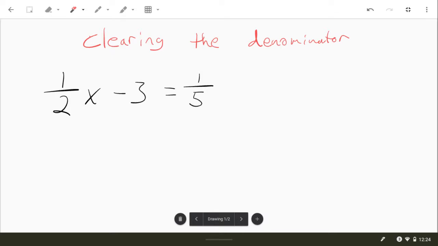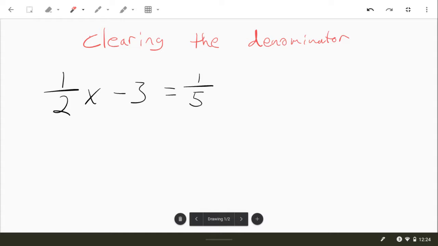If you were solving this the old-fashioned way, you'd have to add 3 to both sides, all right? But then you'd be working with a mixed number over here on the right, or an improper fraction. Or I guess if you wanted to, you could just convert that to a decimal. But that's not what we're doing today, all right? We're using this other technique. It comes in handy later, especially when we deal with rational functions in Algebra 2.